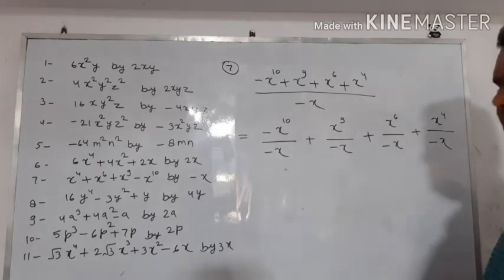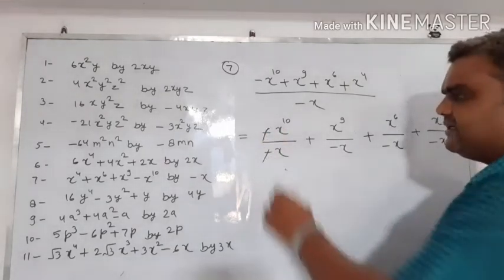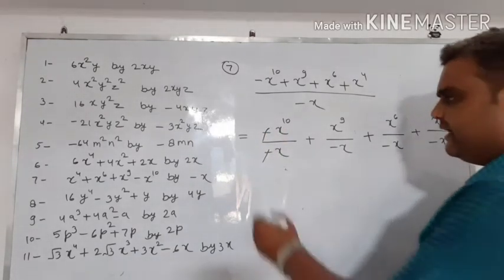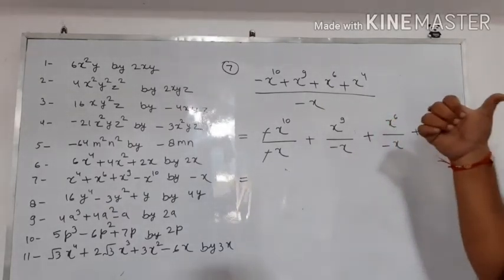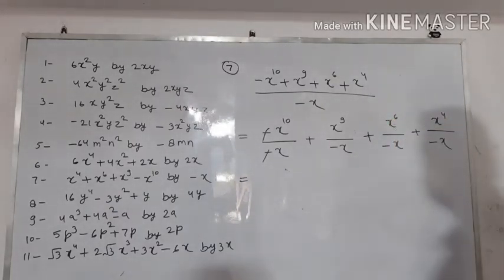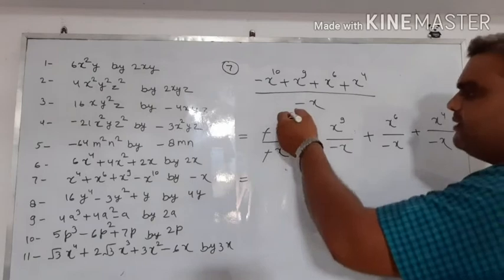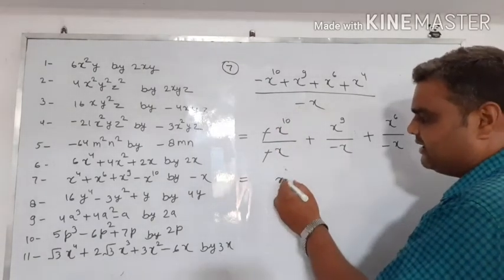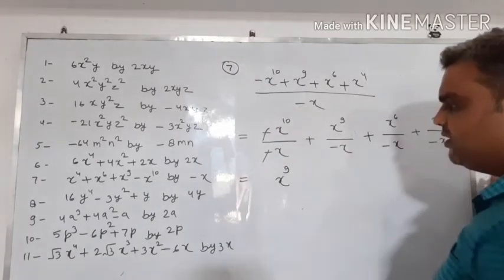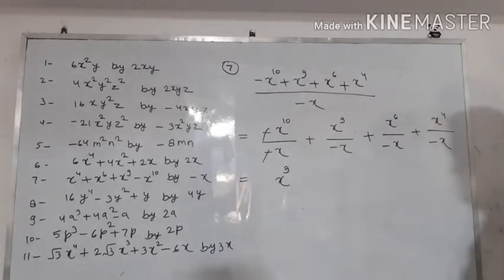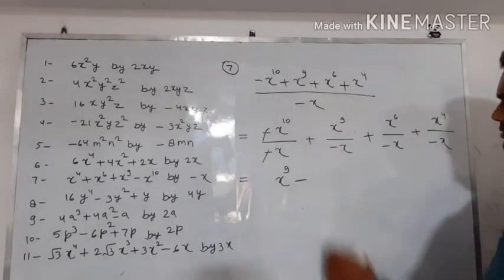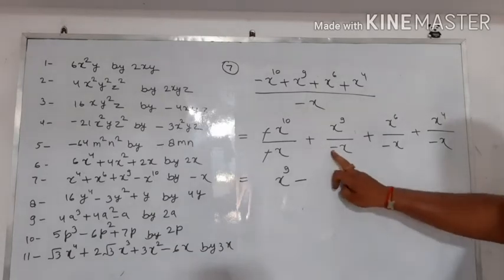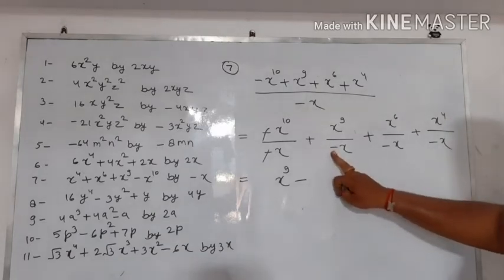What happened? In the first term, minus minus gets cancelled, and when x to the power 10 is divided by x, we have shown how to divide in the last few questions. So when x to the power 10 is divided by x, we will have x to the power 9, because only one x will be cancelled. Now this plus and minus, when solved, will become minus.